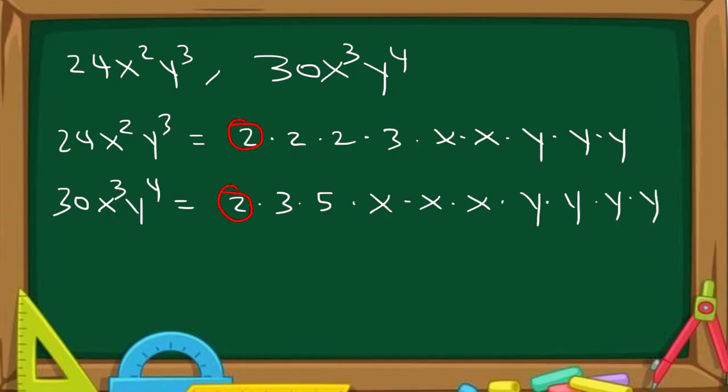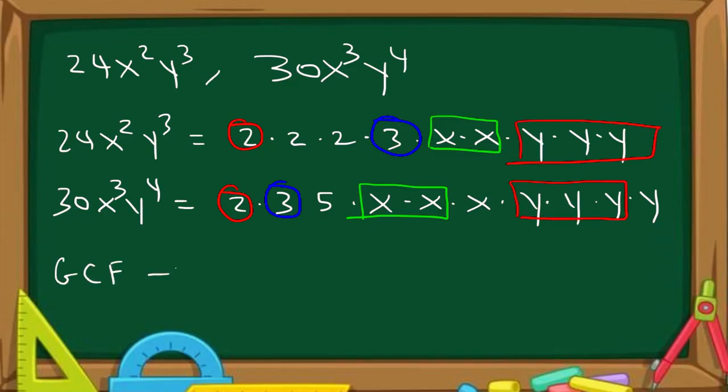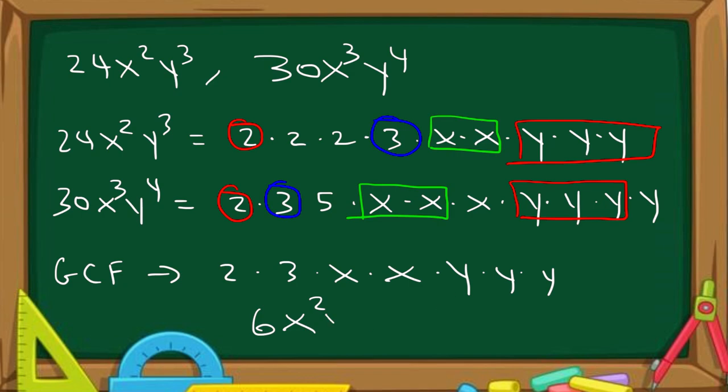So 2 is common to both lists, and we have a 3 as well. And then there are 2 x variables that can be found in both, and 3 y variables. So the GCF is going to contain a 2, a 3, 2 x variables, and 3 y variables. So 2 times 3 is 6, x times x is x squared, 3 y's represent y cubed. So this is the greatest common factor between these two monomials.